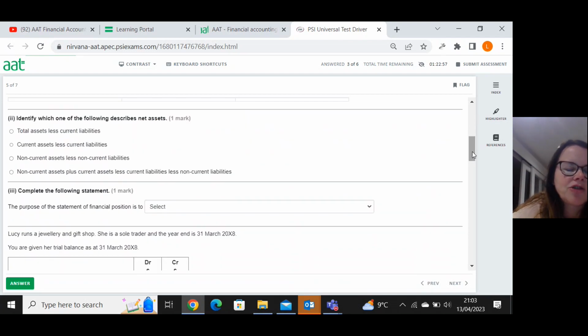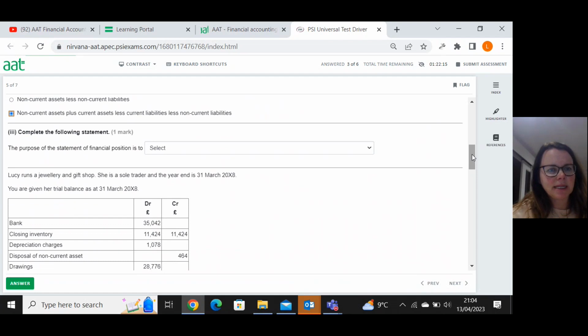Identify which of the following describes net assets. So net assets is right at the bottom of the top half of the statement of financial position. So it's going to be all of your assets minus all of your liabilities. So non-current assets plus current assets, so that's all of your assets, less current liabilities, less non-current liabilities. It could be that bottom one. Oh, it's a bit of a mouthful.